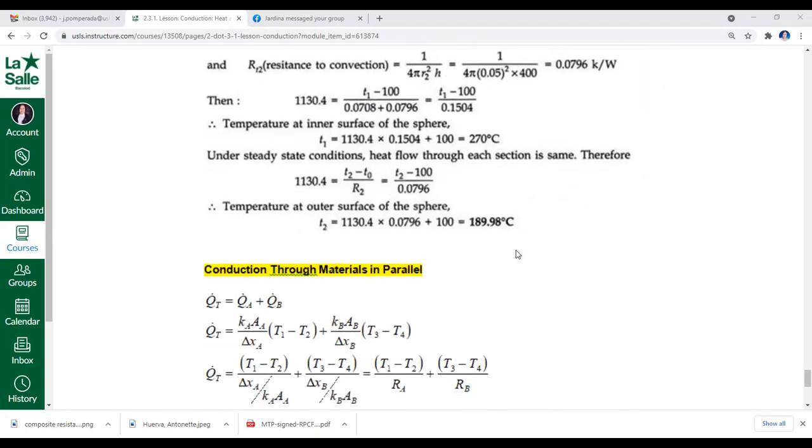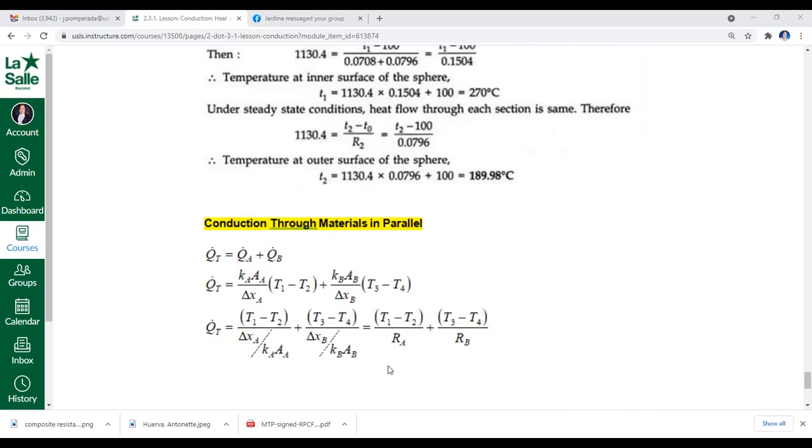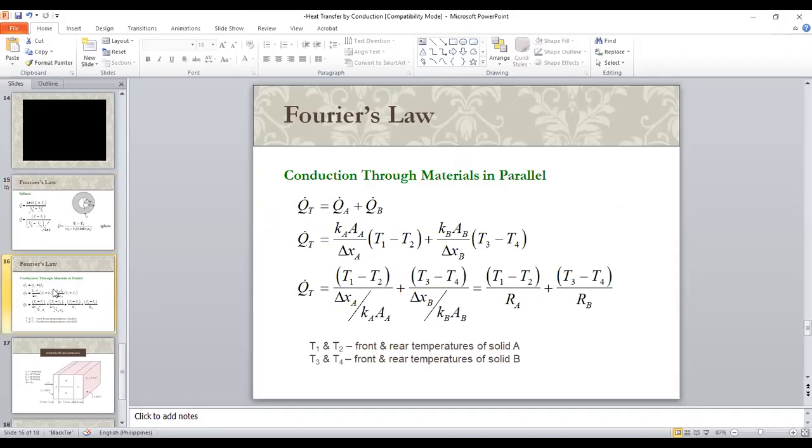I'll go to conduction through materials in parallel. What you have in here, class, is just the formula, so I will share with you the slide where this particular topic is discussed. Okay, so we go to Fourier's law applied through materials in parallel. I'll first start here so that you will understand why there's a need for you to add in this case.